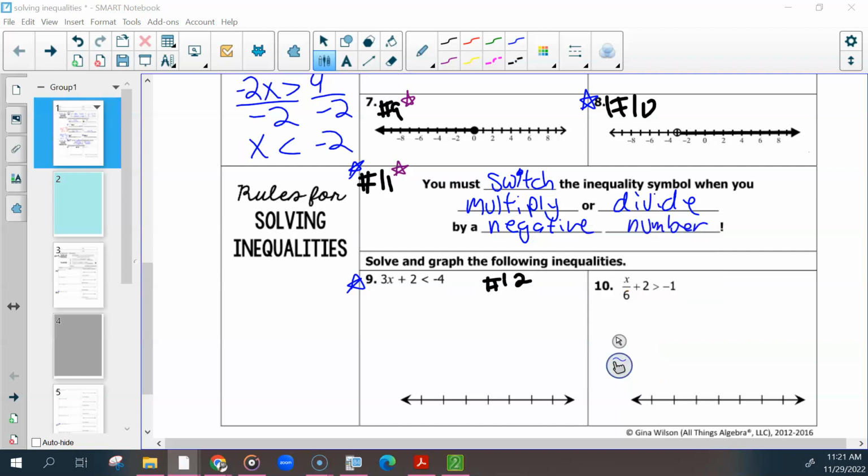Okay, I don't know what happened to this. So let's do number 9. So you're going to solve the inequality like a normal equation, except it's an inequality. So we have to keep the sign. Don't change it to an equals. You're still trying to get x or whatever the variable is by itself, so all of those things are still the same. So for this, we would get rid of the 2 first by subtracting.